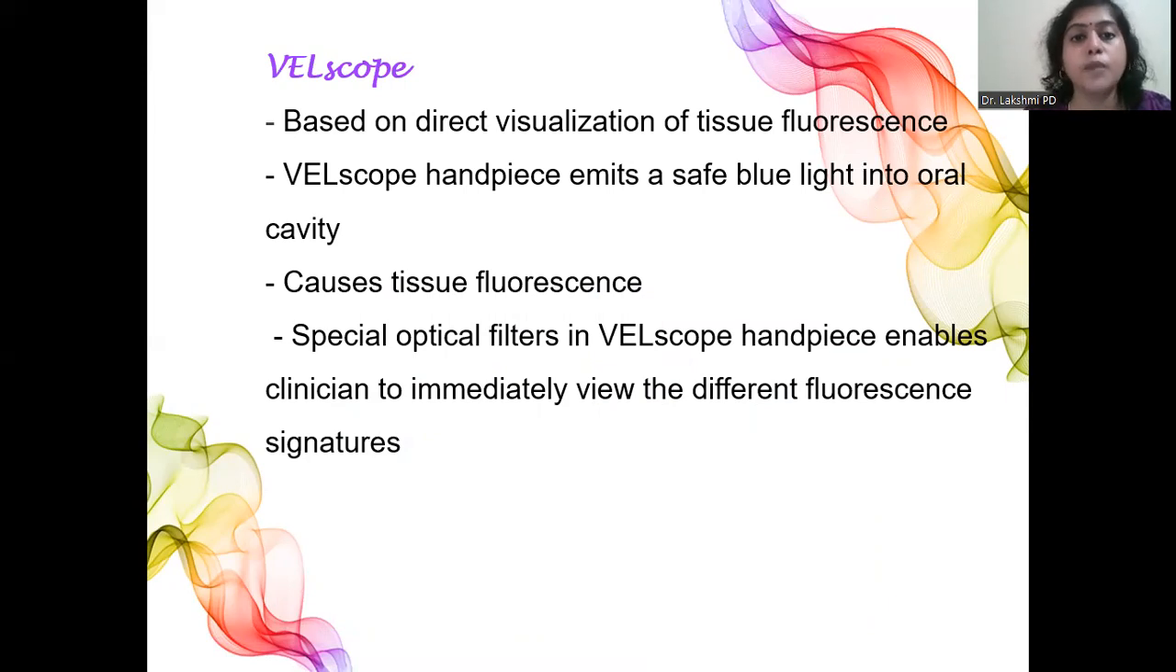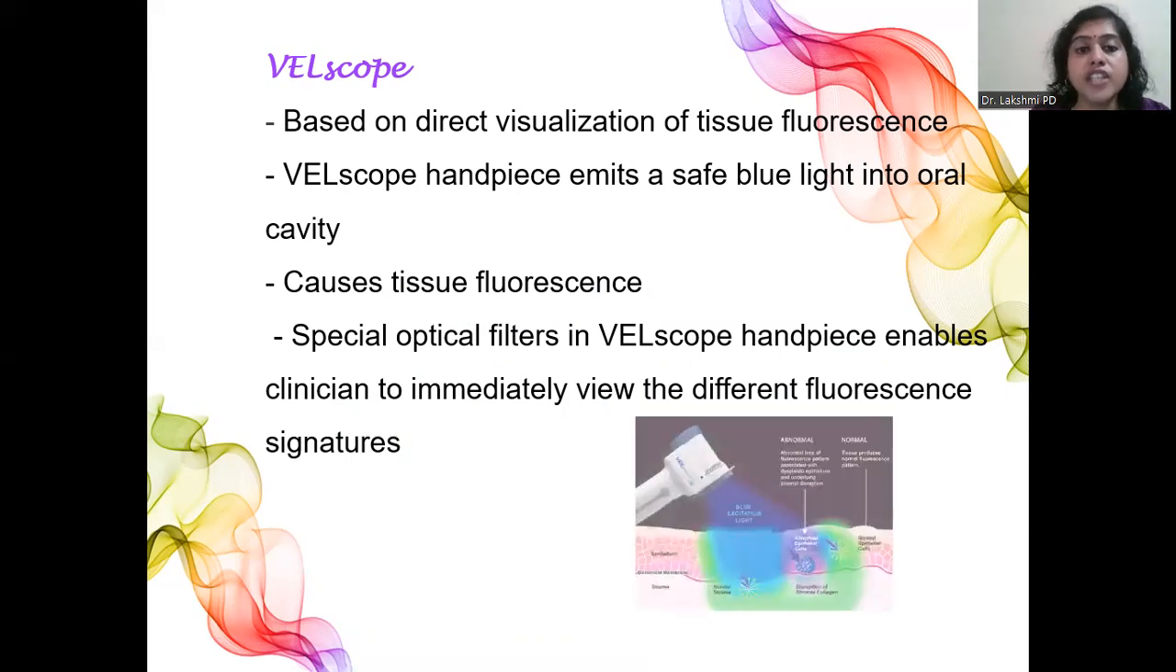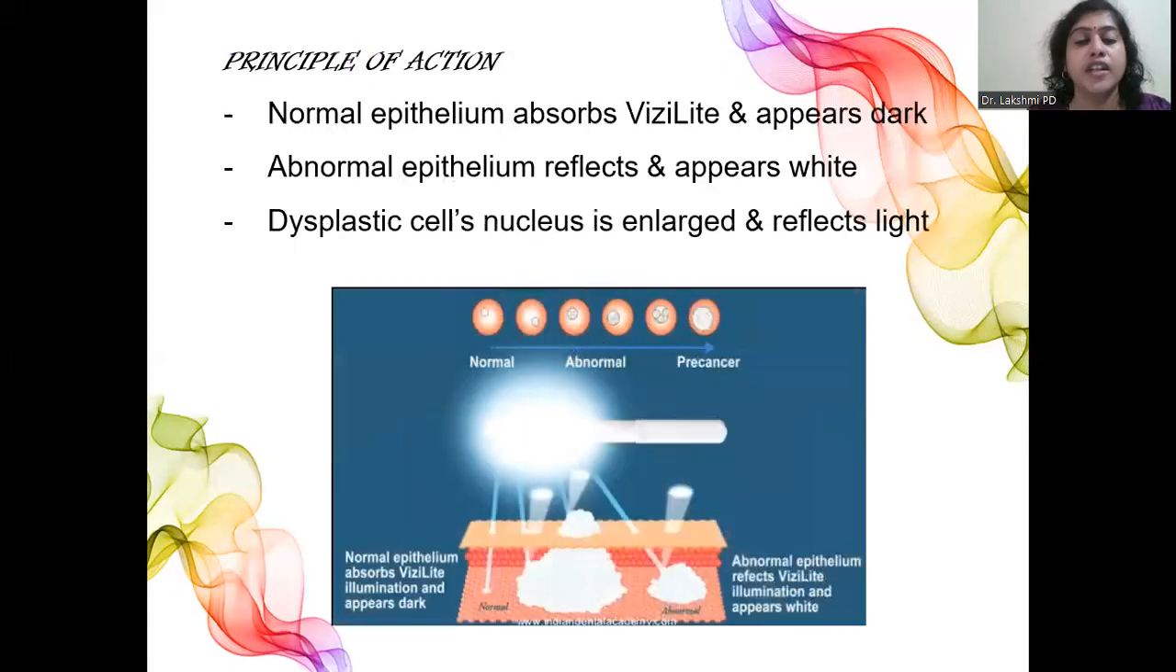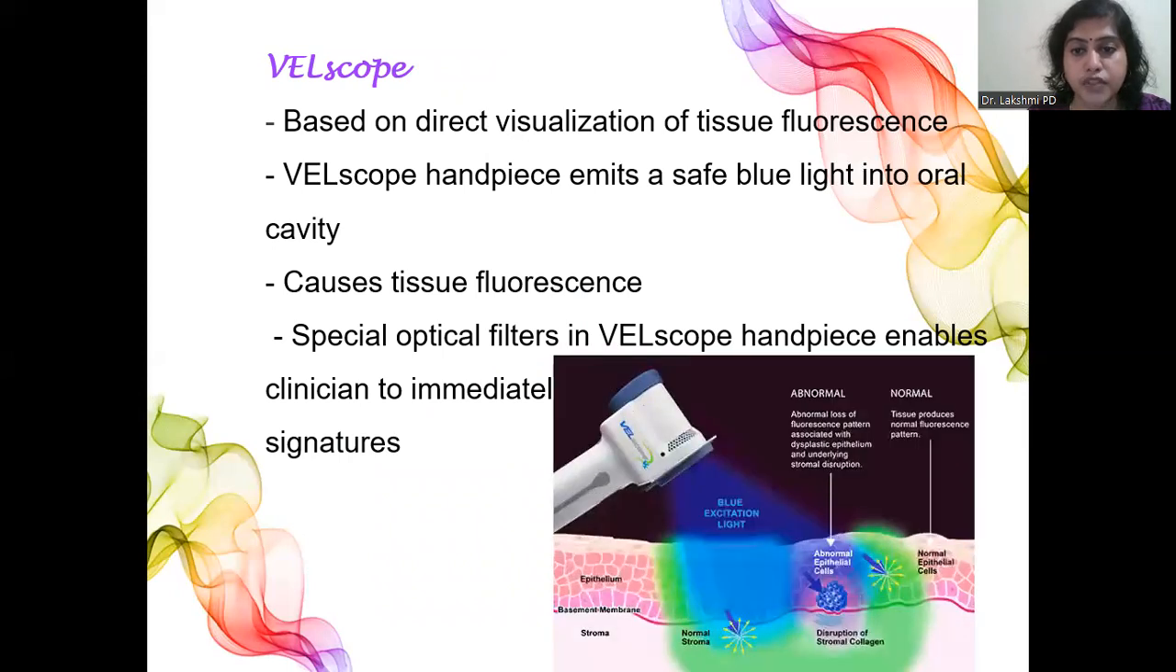So here, the Velscope handpiece will emit a safe blue light into the oral cavity, which will cause tissue fluorescence. Now, the optical filters in the Velscope handpiece help the clinician view the different fluorescence signatures. That is, if it's a normal tissue, what is the fluorescence? If it's an abnormal tissue, what is the fluorescence? You have special optical filters within the Velscope, which will give you an indication of which area is suspicious and warrants further definitive investigation. So this is a picture of your Velscope, which gives you a blue safe light.